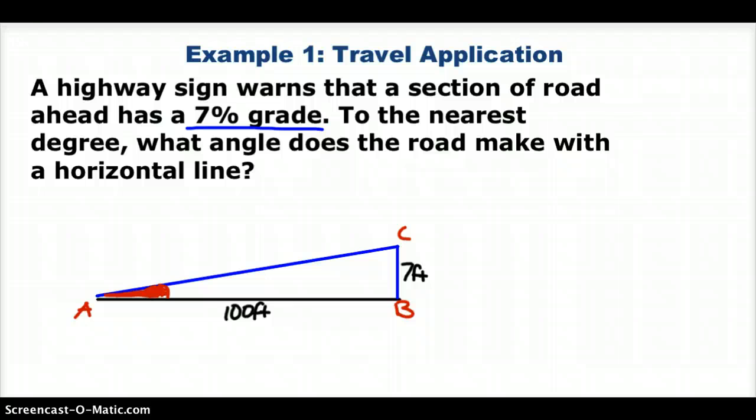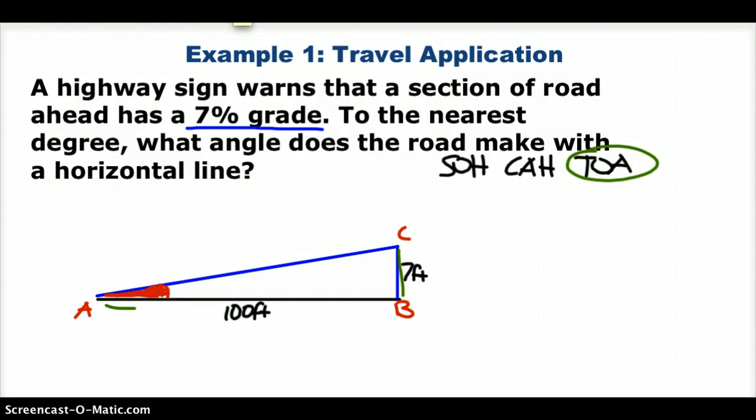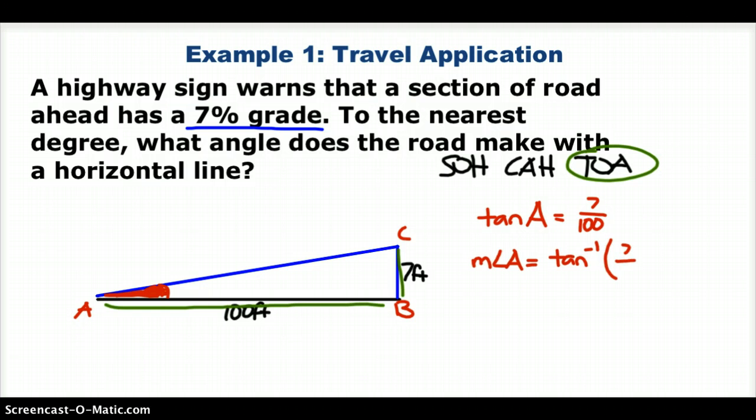So if we look at SOH CAH TOA, we're going to use TOA, the tangent, because we have opposite and adjacent. So again, we're going to use TOA because we know here and we know here. And so I'm going to go ahead and write this out. The tangent of A equals, well, the tangent is opposite over adjacent, so that's 7 over 100. And if we know that ratio, we can say that the measure of angle A is going to be equal to the inverse tangent of 7 over 100.